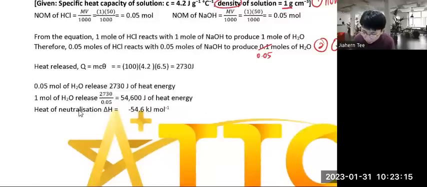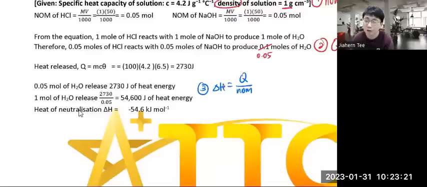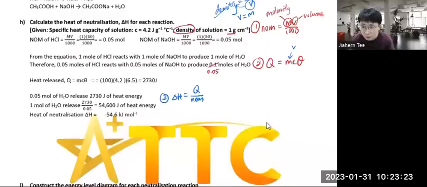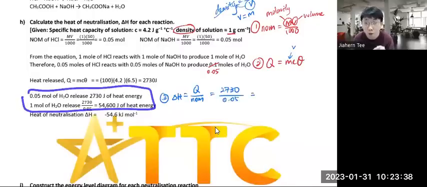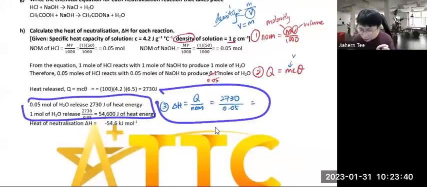So in a simpler way, some of you actually learned from me that we have a shortcut. You can just take step 3, okay? Delta H equals Q over number of moles. It's a straightforward shortcut. So from here, you put in your Q, which we calculated just now from the question, 2,730 over the number of moles, 0.05, and you get a certain amount. So this way is using the ratio format, and this way is just using the formula format.